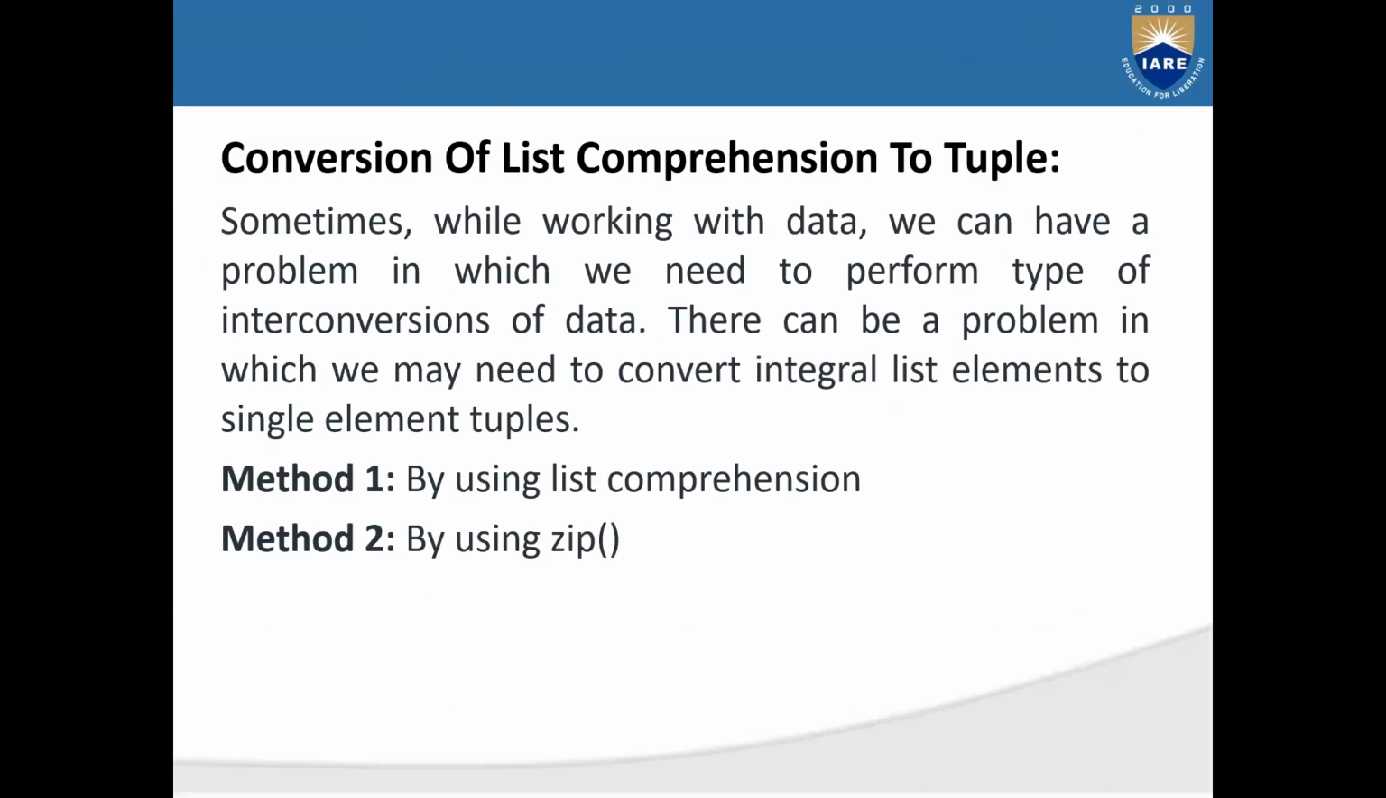Next is conversion of list comprehension to a tuple. Yesterday I told you how you can convert a tuple into a list. First we convert the tuple into a list, make the modification, then convert it again into a tuple. To append or remove any elements in a particular tuple, you first convert that tuple into a list, append or remove the elements in that list, and then convert that list back into a tuple.